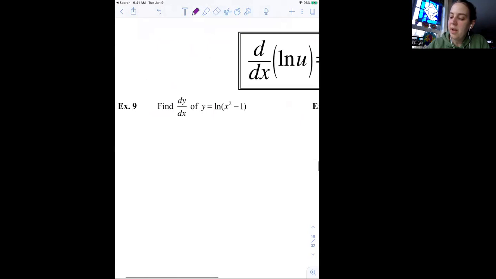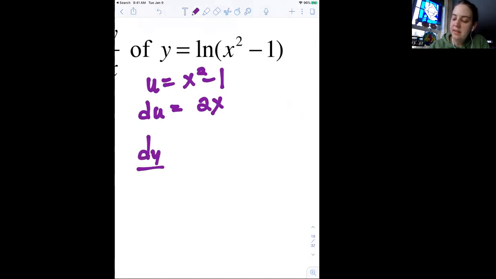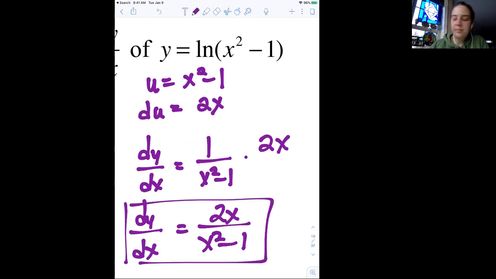So let's come over here, number 9. u is the inside. It's x squared minus 1 inside the parentheses. Justine and I were talking about what's inside today. Inside the parentheses is inside. du is the derivative of that. It's 2x. So when we find the derivative, dy/dx is equal to 1 over u, so 1 over x squared minus 1, times du/dx, which is 2x. So dy/dx is 2x over x squared minus 1. I know, I just like that one.